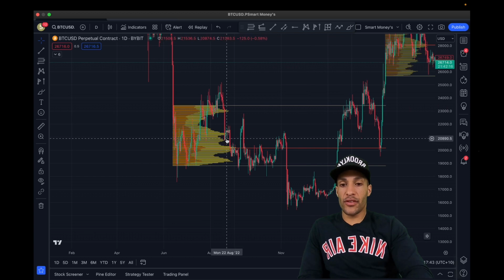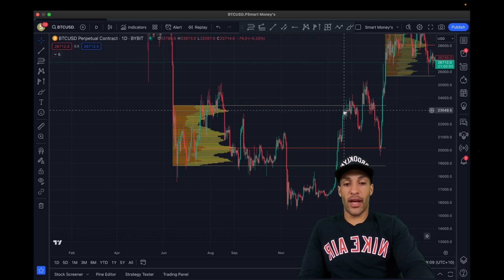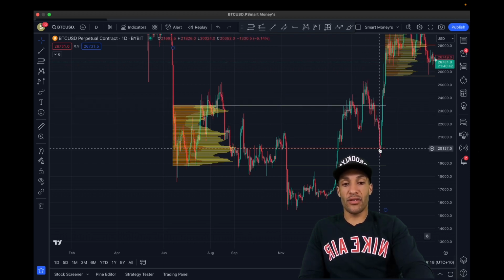You can see within this range that the point of control has been acting as a support and resistance level. You can see the value area high was acting as a strong resistance level, getting rejected several times, eventually breaking above, coming back down to the range, and then getting this massive pump from the point of control.